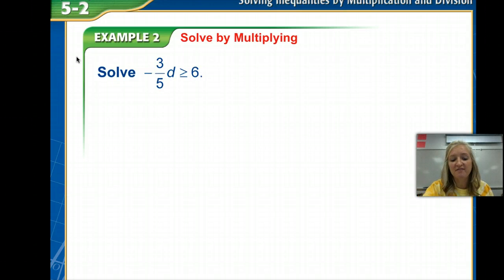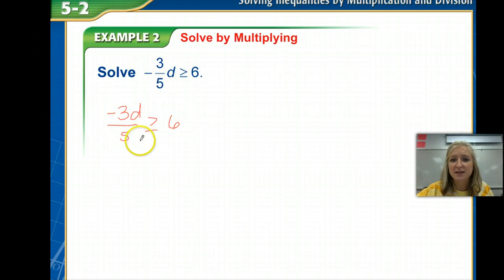We are starting right off the bat with some fractions. I know fractions, some of you are afraid, don't really know how to solve them. I'm going to just teach you a shortcut or a trick, a different way to look at fractions. We have negative 3/5 d is greater than or equal to 6. I'm going to treat this as negative 3d divided by 5 is greater than or equal to 6. What that means is I haven't changed anything. It's the same exact problem as up here.